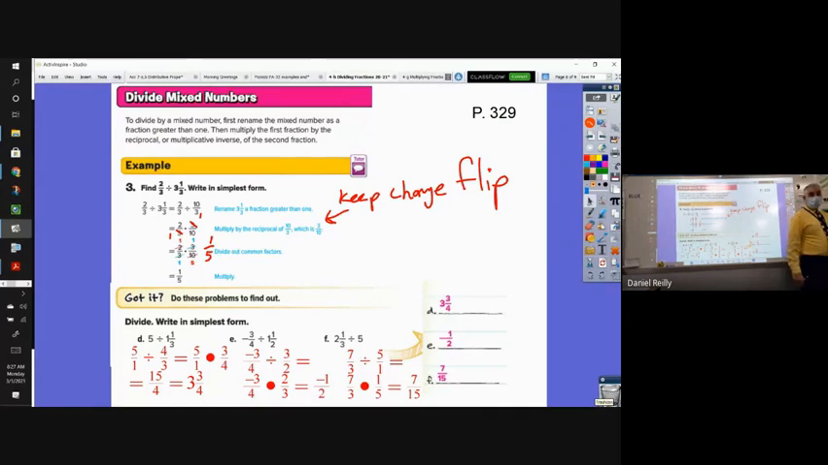This IXL topic I gave you guys on Thursday, but no other classes got this one. So you might have already done some of these, but now you have this assignment.